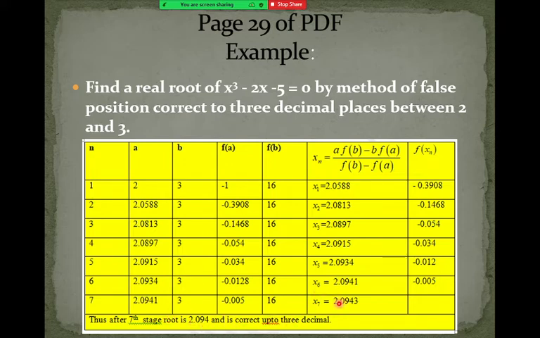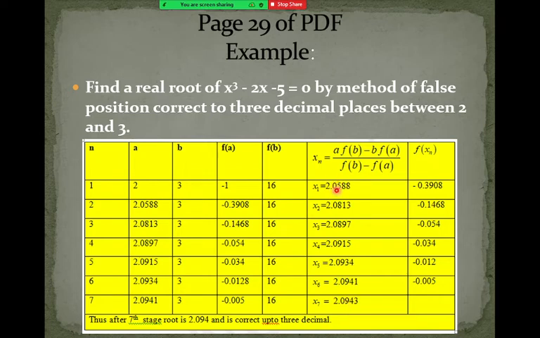Because you will observe the 2 consecutive iterations. That number of decimals should repeat. So you observe 0 matching with 0, 9 with 9, and 4 with 4. So these first 3 decimals start repeating. If you take x8 also, you will observe these 3 decimals will continue there. Once they start repeating, now it will continue. So then we say it is correct up to that 3 decimal places.